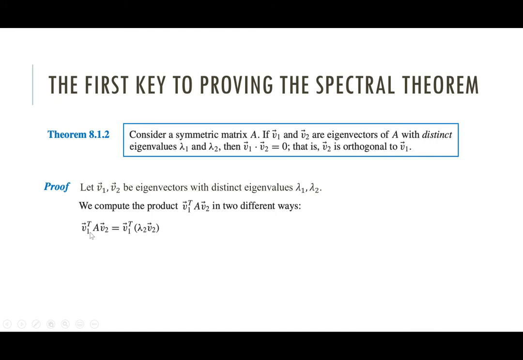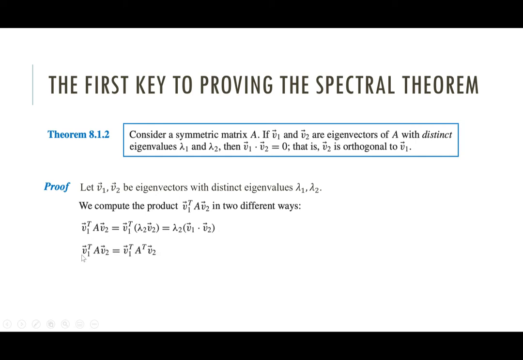So first, v1 transpose times A v2. Well, since v2 is an eigenvector with eigenvalue lambda 2, A v2 is just lambda 2 v2. And then pulling out the lambda 2, recall that a column vector transpose times a vector is the same as dot producting it. Okay, so we have that.